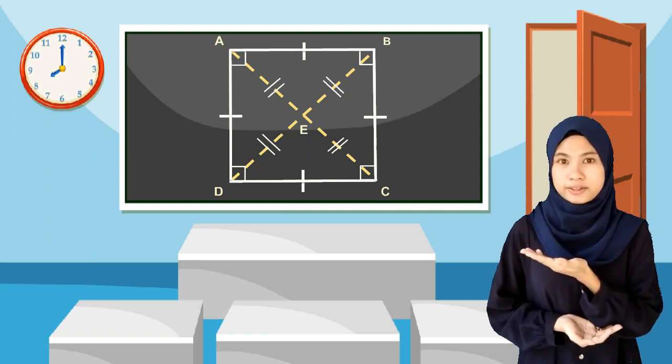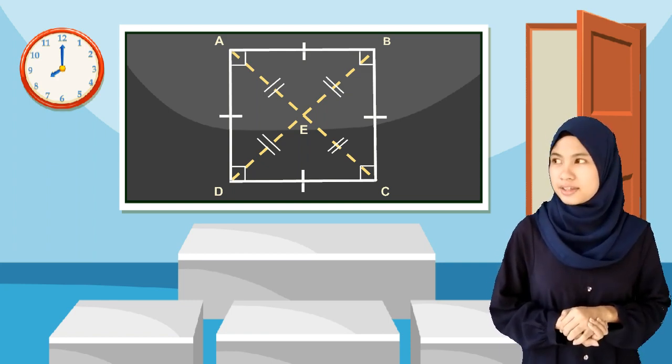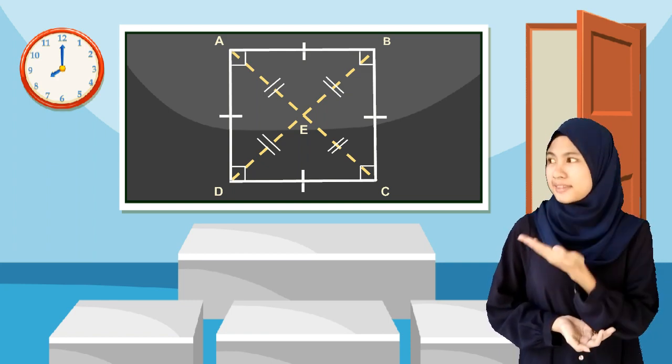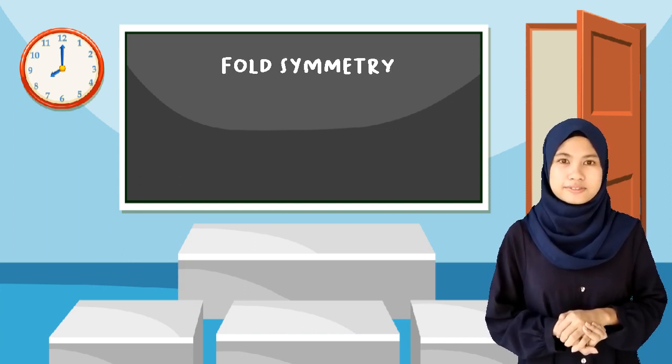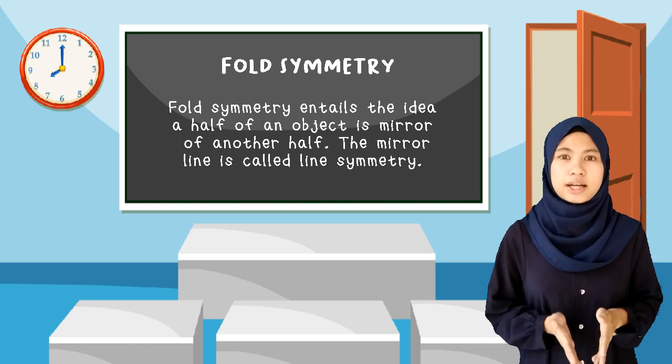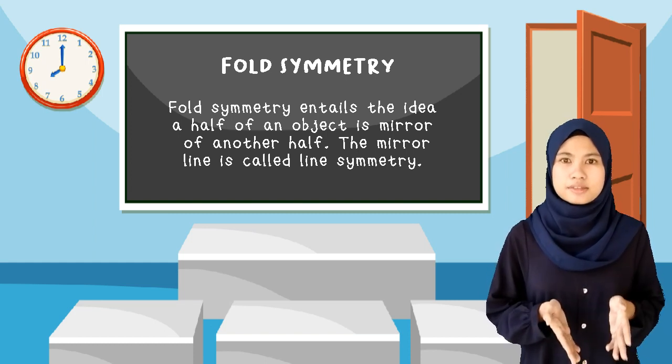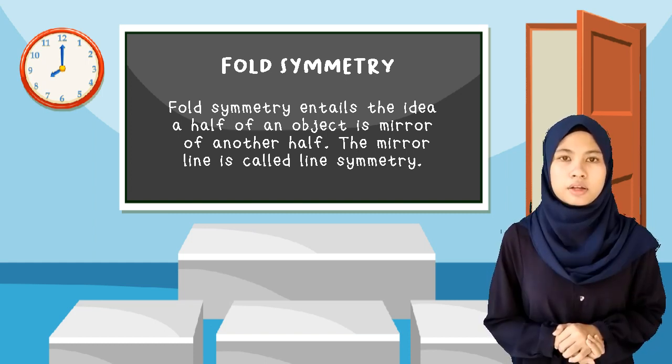Look at this figure. ABCD is the square in which AC and BD are diagonals. Diagonals can invite the idea of fold symmetry. Fold symmetry entails the idea that a half of an object is a mirror of another half. The mirror line is called line symmetry.